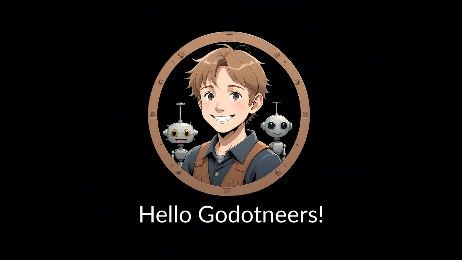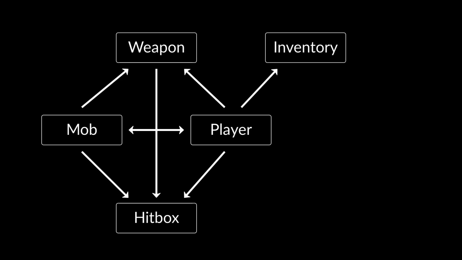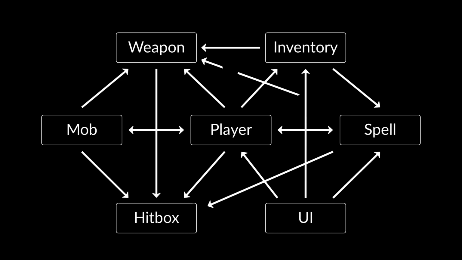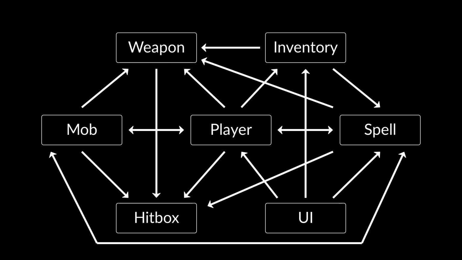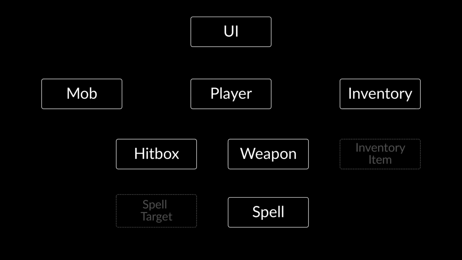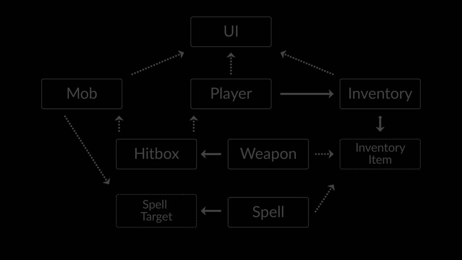Hello Godotneers! When you are creating a game in Godot, it is often hard to decide how to structure all your nodes and scenes. Which nodes should go into which scene? Which nodes should talk to each other and when? They all somehow need to work together, but it seems very easy to turn everything into a big bowl of spaghetti where every node just seems to talk to every other node. So we are going to explore how we can structure a game into components and how these components can work together without creating a tangled mess.